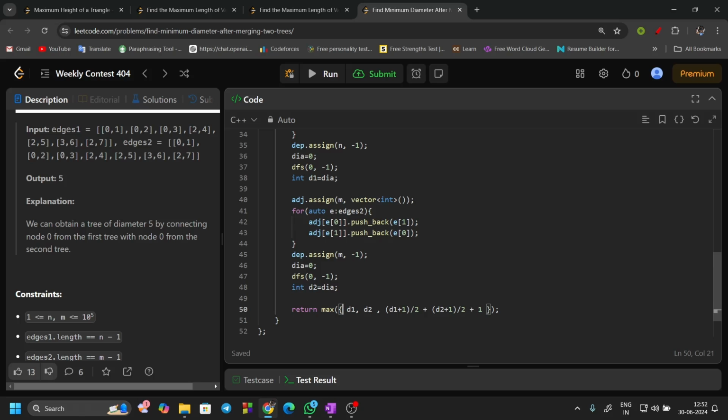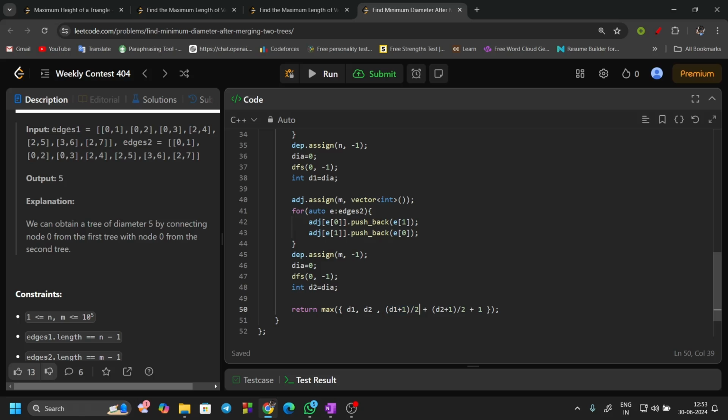My final answer is the max among D1, D2, or the ceil of D1 by 2. You can write it as D1 plus 1 by 2. This would give you the ceil, because if you have an even case, let's say 4, then 4 plus 1 by 2 would also give you 2, and 4 by 2 would also give you 2. So for the even case, it's okay. But for the odd case, if you do 5 by 2, the floor division gives you 2, but if you do 5 plus 1 by 2, it would give you 3. It would give you the ceil. So for doing the ceil by 2, you just do D1 plus 1 by 2.